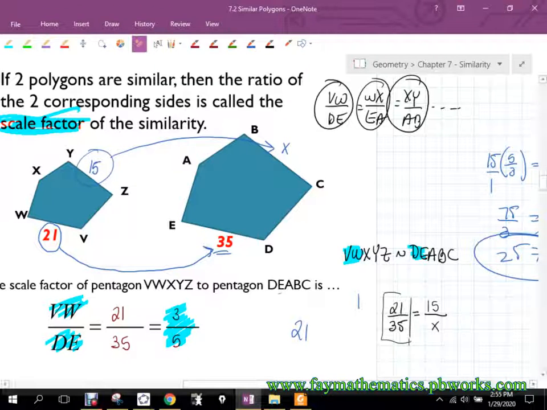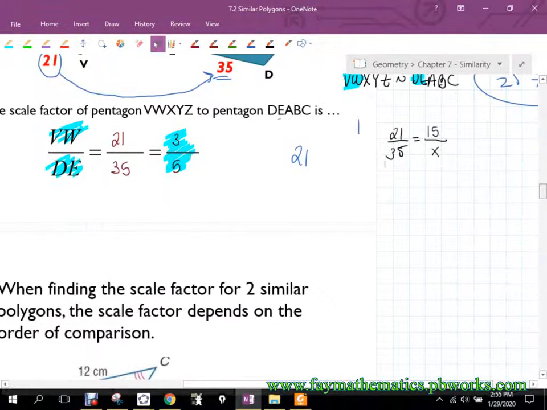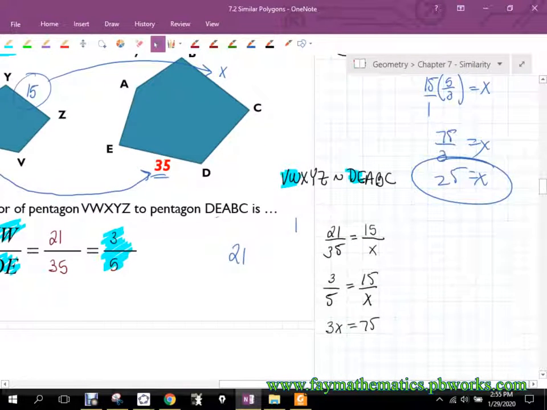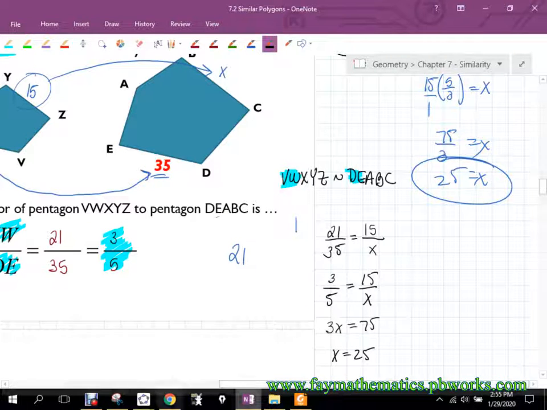Now that's a proportion, right? Okay, now I don't like 21 over 35, so I don't want to do that math. I'm going to write this as 3 over 5 now equals 15 over x, right? And what do we do when we want to solve a proportion? Cross multiply. Is this the same thing that we were doing here? Do I get 75 and divide it by 3 at some point? Okay, so divide both sides by 3 here, I get x to be 25.